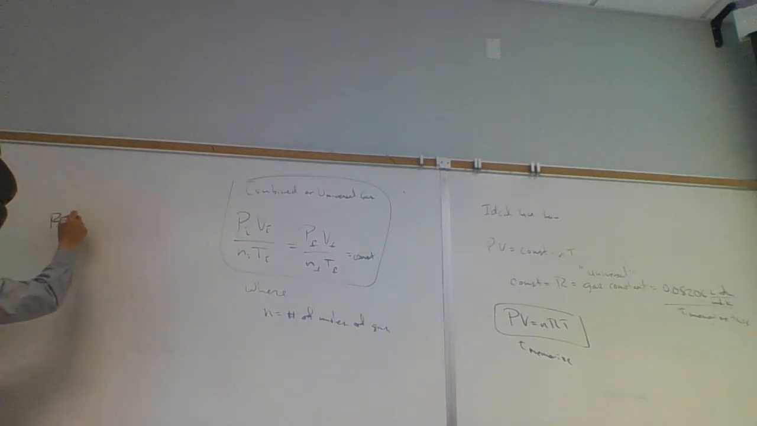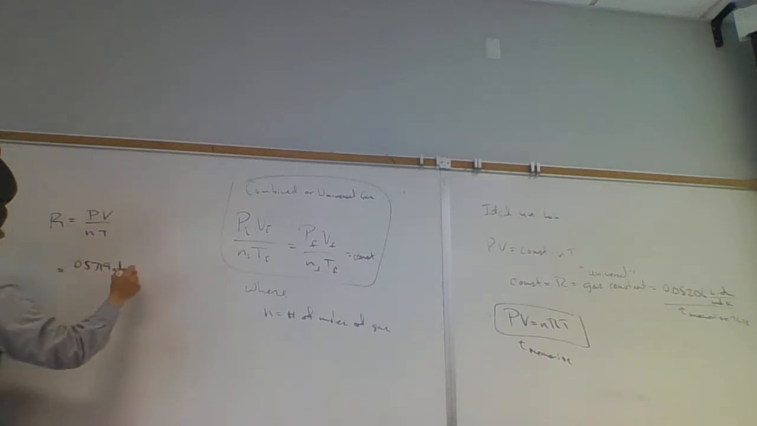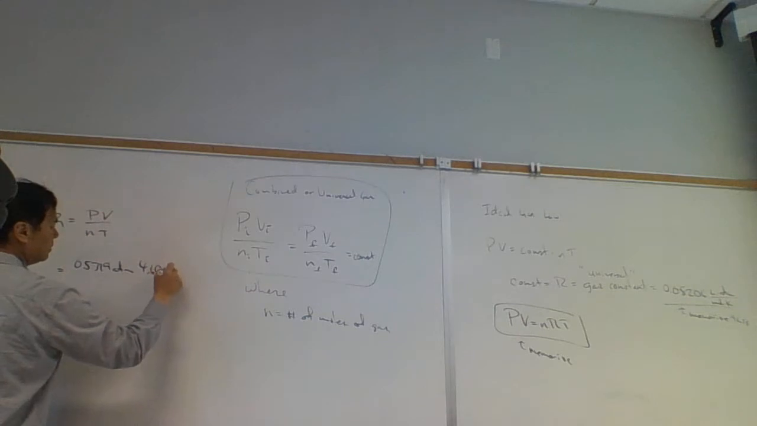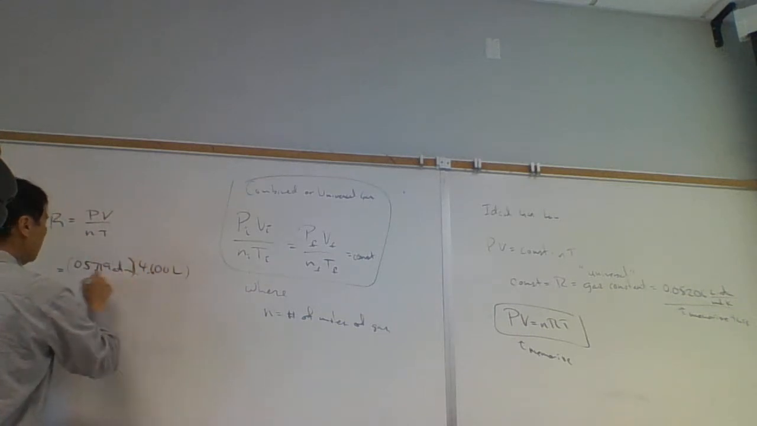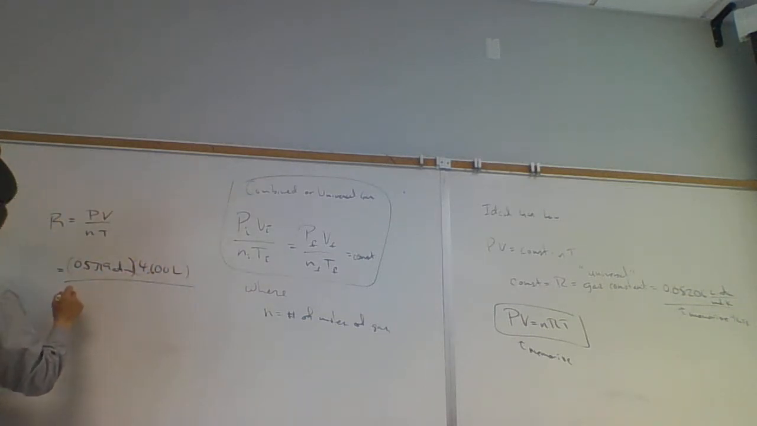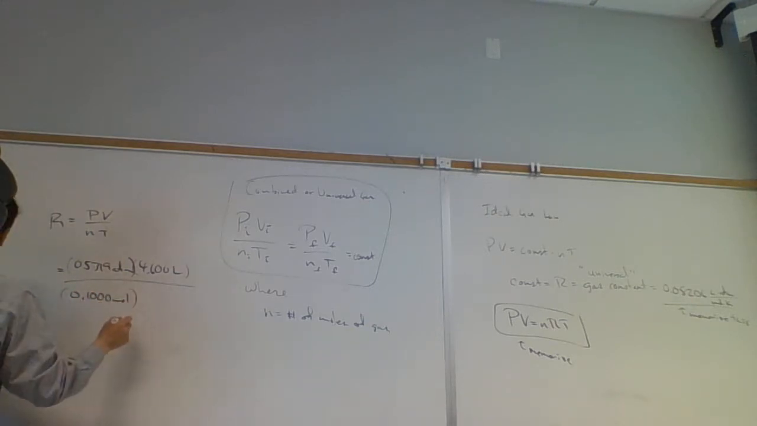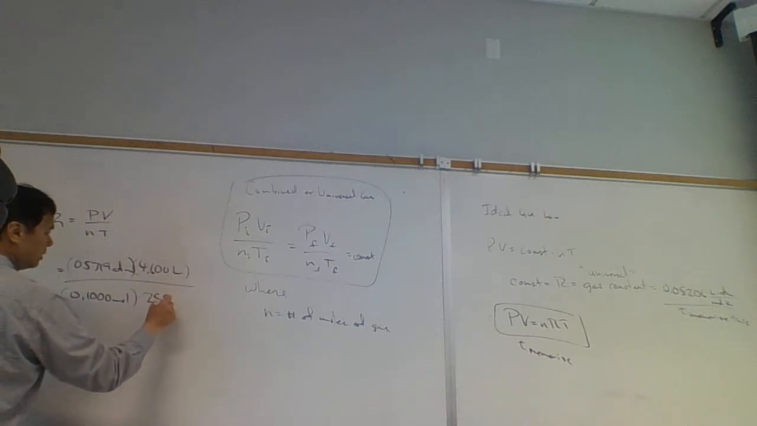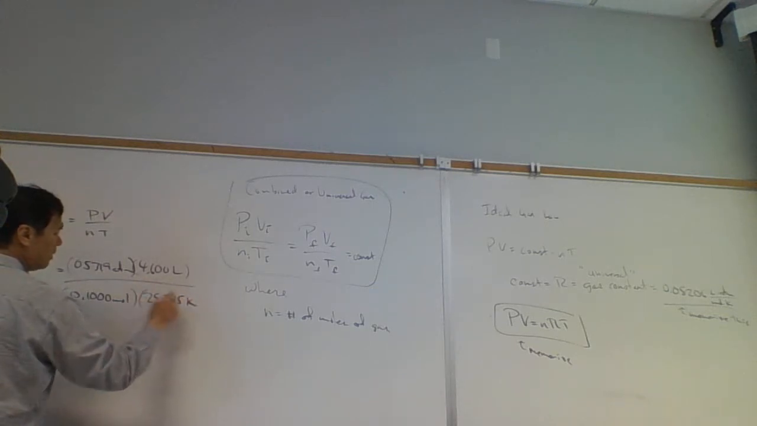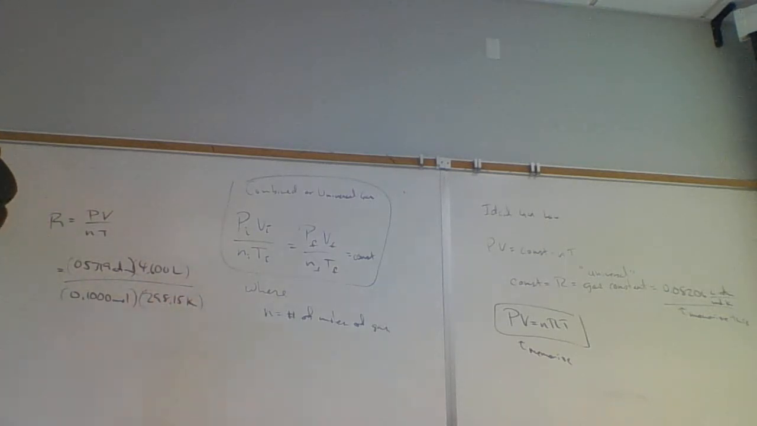This is just some algebra. R equals PV over nT. And then we plug in the units here. The pressure is 0.5319 atm, the volume is 4.600 liters, divided by the number of moles, 0.1000 moles, divided by the temperature in Kelvin, 298.15 Kelvin. So what does this come out to? Let's go ahead and do the calculation here.